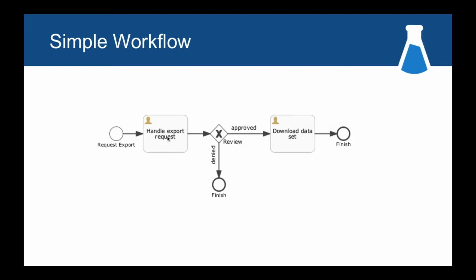So we'll start out with a simple example of a workflow. And this one has just two steps, really. There's someone who requests an export, which starts the workflow, and then a person will handle that request and decide whether to grant the request or not, and then the requester can download the data set or not. So the little X here in the middle represents what's called an exclusive gateway, which means that one or the other of those branches will be followed, but not both.